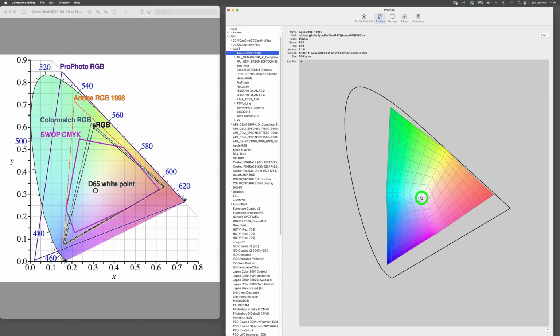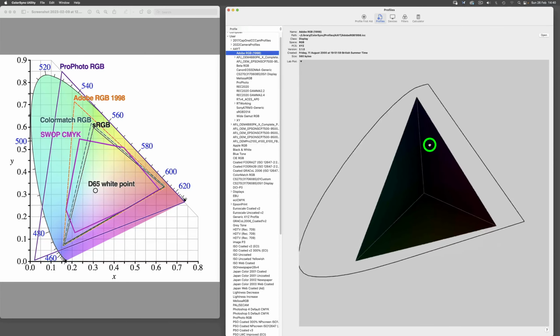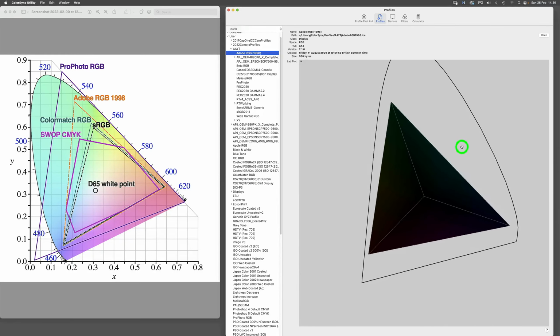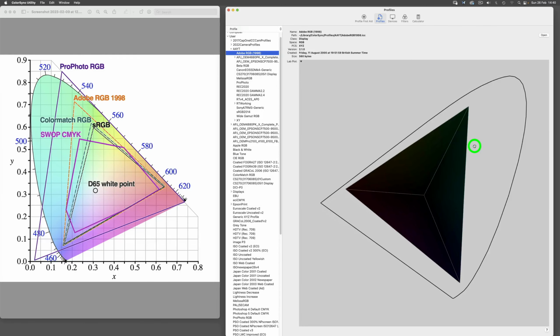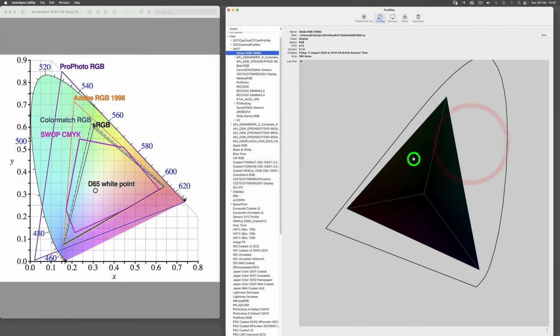And if I was to flip this round, I don't remember how to do it, it's quite complicated. There we go, sort of like that. So if we look at the Adobe RGB color space, there are our greens, there are our reds, and there are our blues. Now here's the thing.